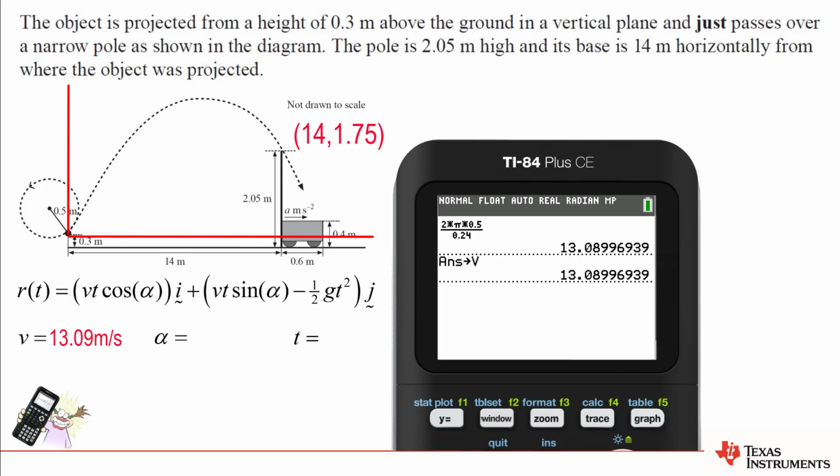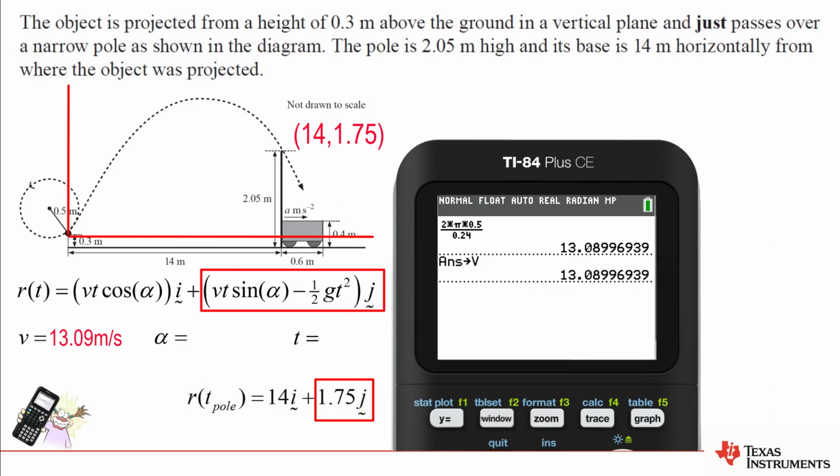We can now start working with the position vector. With the origin at the launch point, we have the horizontal or i component as Vt cos alpha. And for the vertical component or j component, we get Vt sine alpha minus 4.9 t squared, the 4.9 being half of g. We now know that r of t equals 14i plus 1.75j, its position when it clears the pole. This actually gives us two equations with two unknowns.